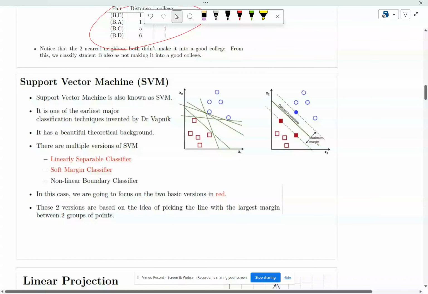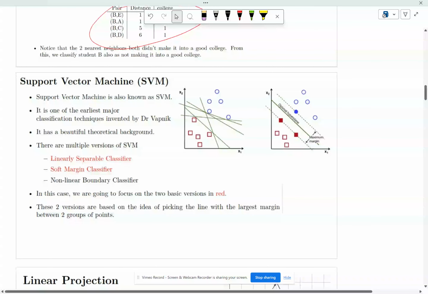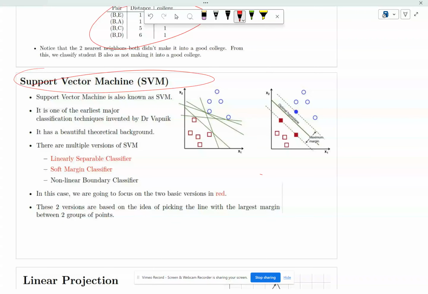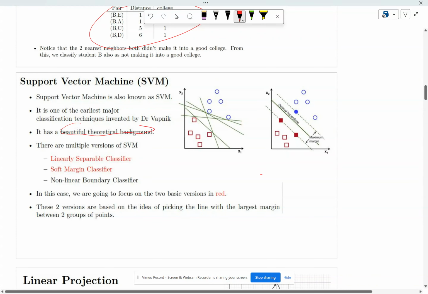All right. So now we're going to move on to a harder algorithm, support vector machine. Support vector machine is also known as SVM. It's one of the earliest major classification techniques. It was invented by Dr. Vapnik. It's actually really beautiful mathematically, and there are multiple versions of it. The simplest version is the linearly separable classifier. That's the simplest one, which we're going to learn.